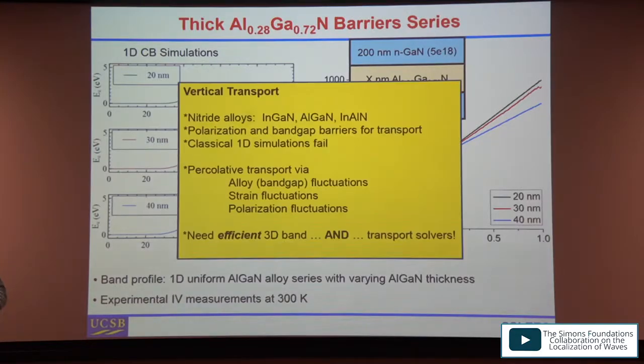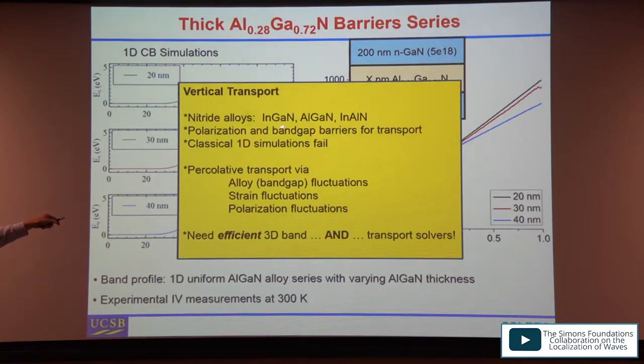So in vertical transport, and this is really what motivated much of my interest in all this, in the nitride alloy systems, these are the three important alloy systems. Indium gallium nitride is the recombination medium in light-emitting diodes. AlGaN is the standard barrier material. And there's another very exciting, more extreme alloy barrier material, which is indium aluminum nitride. It's harder to grow, but it's very attractive for many physical reasons.